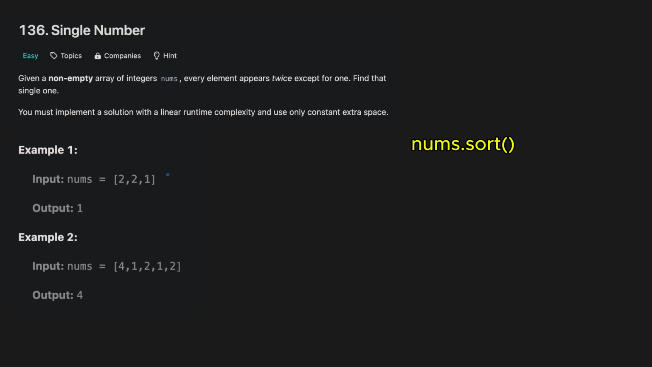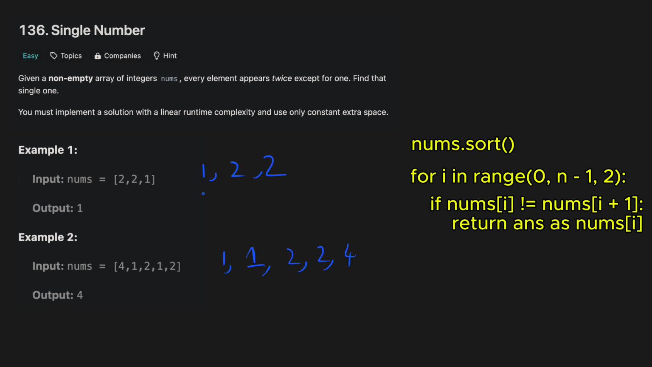For example, when we sort the nums array in example 1, it becomes 1, 2, 2. Or if we sort the nums array in example 2, it will become 1, 1, 2, 2 and 4. Then we can compare adjacent elements in pairs. And whenever we find a mismatch, that element will appear only once and hence that will be our answer.